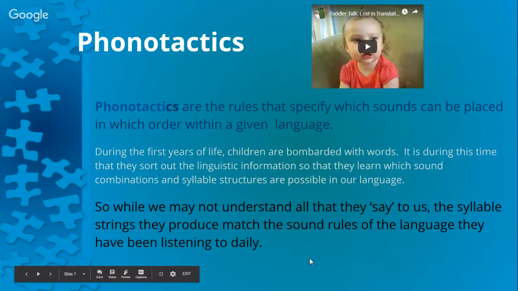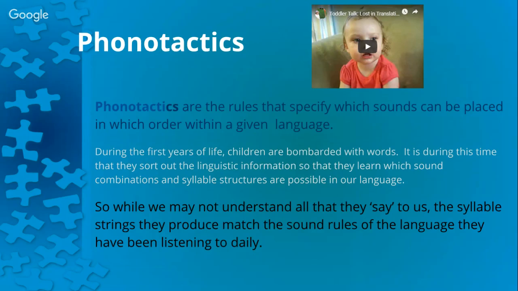Phonotactics are the rules that specify which sounds can be placed in order within a given language. As I explained before, children come into life, and we bombard them with words. We start talking to them immediately, and we talk around them, to them, with them. And it's during these conversational bombardments that they start to sort out the information about sound systems, sound combinations, how syllables work together, how syllable structures work together, what sounds we do use, what sounds we don't use.